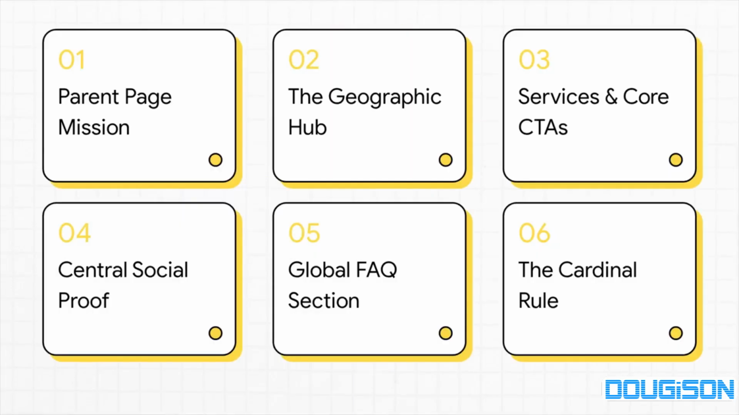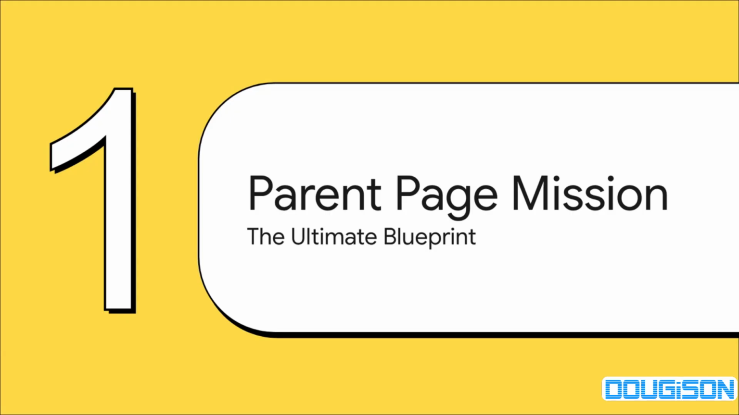So here is our visual roadmap for today's Explainer. Think of this like a top-to-bottom scroll of the perfect web page. We've got 1. The parent page mission. 2. The geographic hub. 3. Services and core CTAs. 4. Centralizing social proof. 5. FAQs and extra real estate. And finally, 6. The cardinal rule. All right, kicking things off with Section 1, the parent page mission.